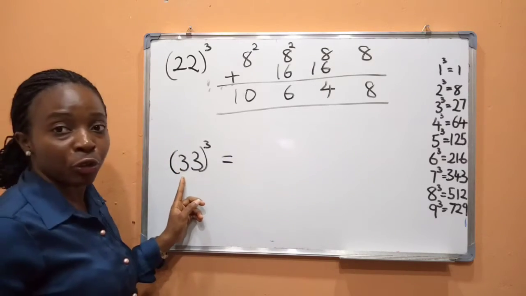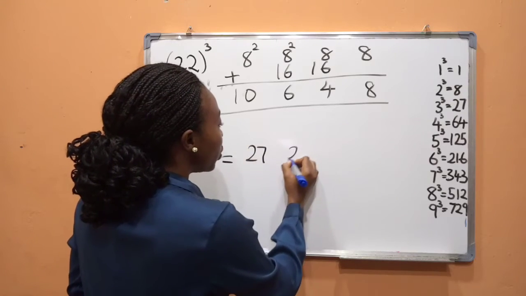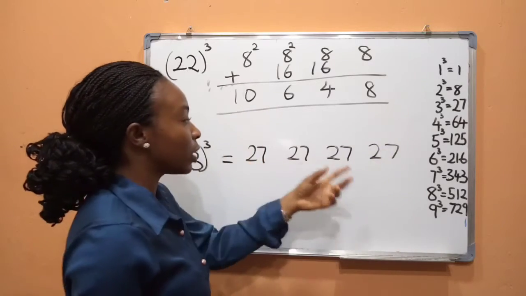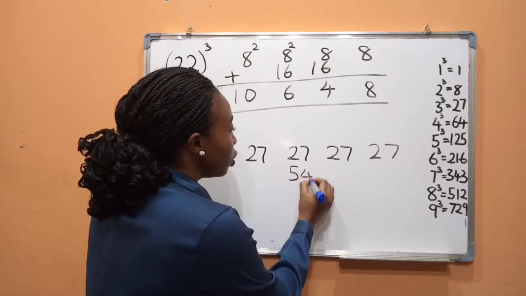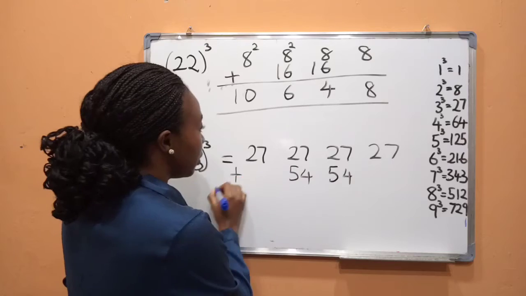What is the cube of 3? The cube of 3 is 27. So we write 27, 27, 27, and 27. Now, ignore the first and last answers. 2 times 27 gives us 54. 2 times 27 gives us 54. Now we sum it up.